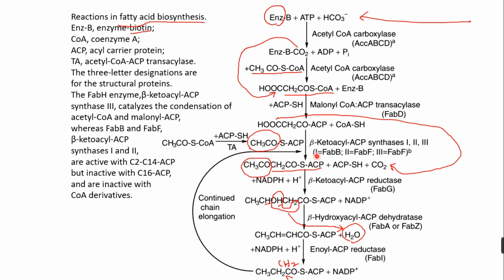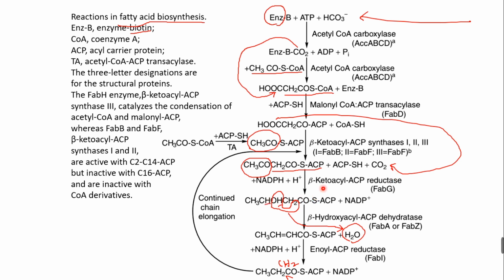That is why it is called beta-ketoacyl ACP synthase 1, 2, and 3. There are three genes, a set of genes, and it may depend on the microorganism, and they will act on the fatty acid formation.